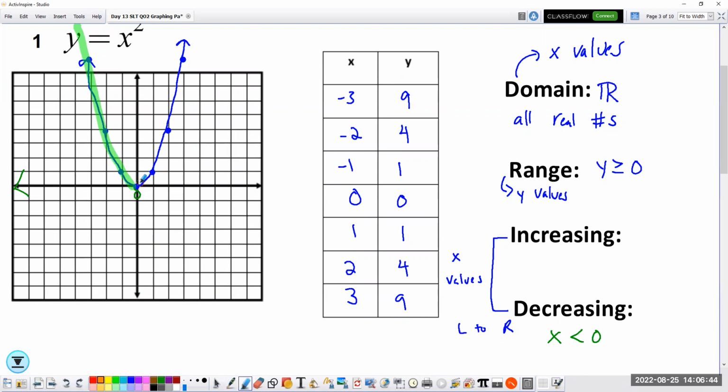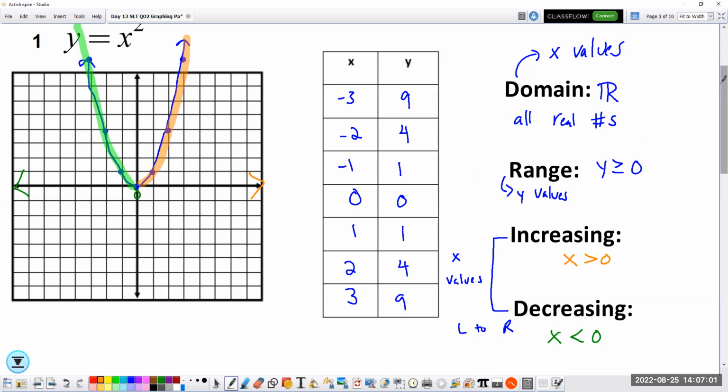Now, after 0, as I continue tracing from left to right, the graph is going up. After 0, the graph is increasing. So we're going to say this graph is increasing when x is greater than 0.